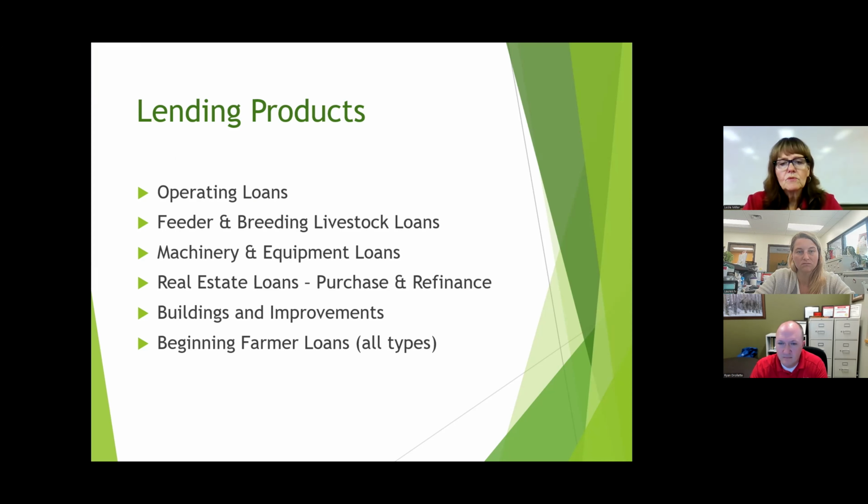And beginning farmer loans, again, all of those entities will work with beginning farmers. Commercial banks are the ones that give you the best benefit or interest rate reduction in working with the beginning farmer loan program. But FSA, the Farm Service Agency, has some really good terms for beginning farmers that I think are important and will help you pay for real estate.